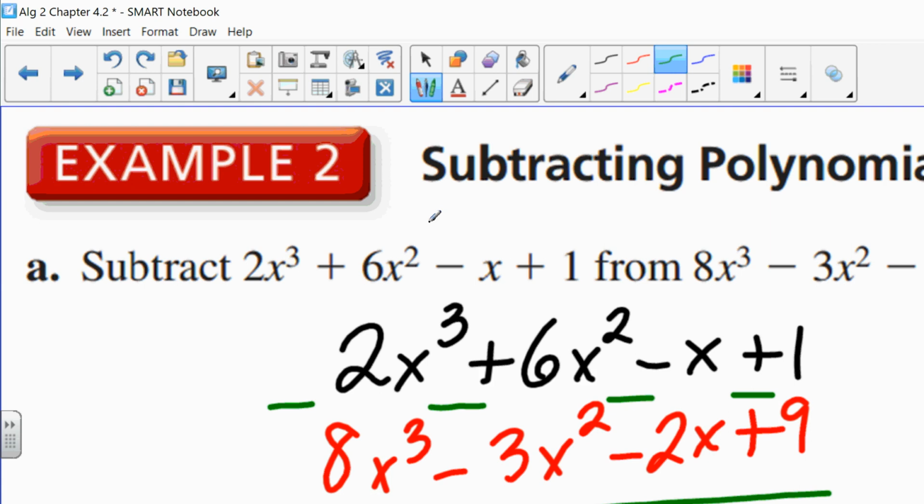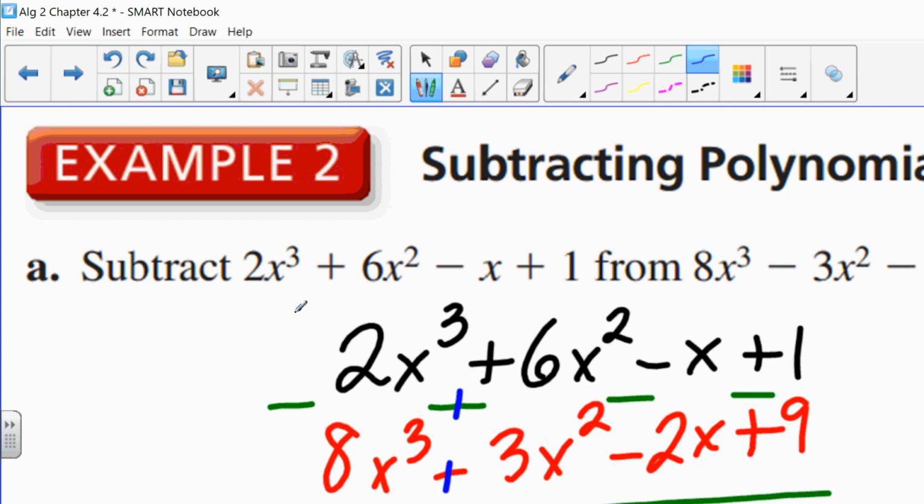Now, we can go on and just subtract, because we can say 2x cubed minus 8x cubed, which would be negative 6x cubed. Now, another handy thing is this next one, because we have 6x squared minus negative 3x squared. Well, the negative and negative make a positive, so right here I can rewrite it as plus 6x squared plus 3x squared is plus 9x squared. So it's a nice little reminder as we're doing this.